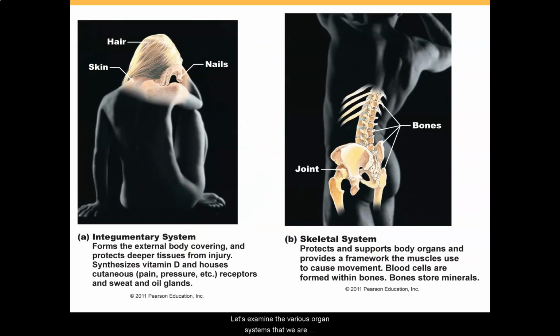Let's examine the various organ systems that we are going to explore throughout the semester. Keep in mind that this is a brief overview of the organ systems that we have in our body and that we are going to be exploring throughout the semester. We are not going to go into details of these organ systems until we get to them in their respective chapter. So the first organ system that we are going to talk about this semester, which happens to be the first one in the slide, is the integumentary system.